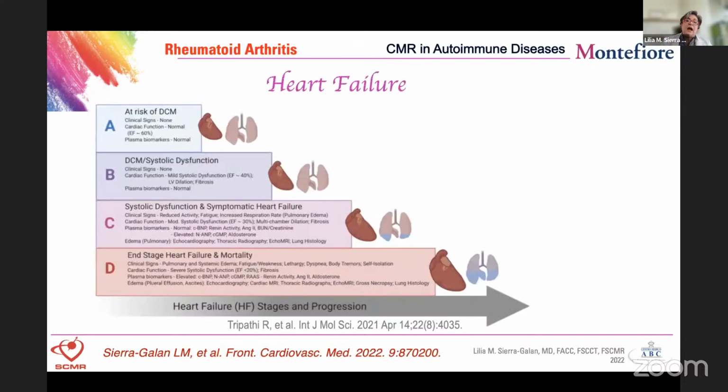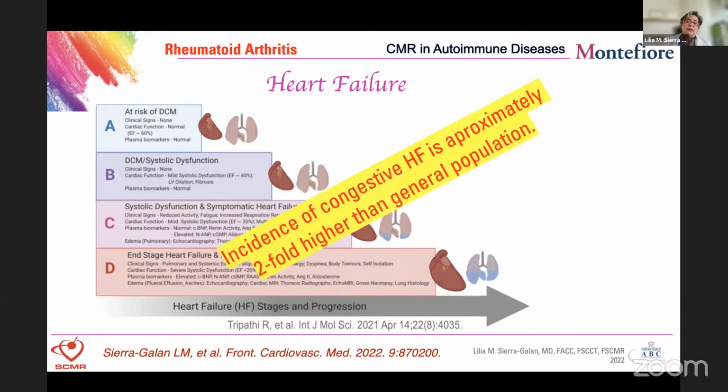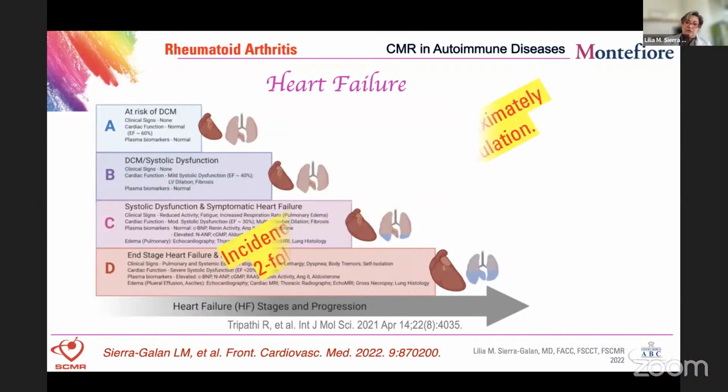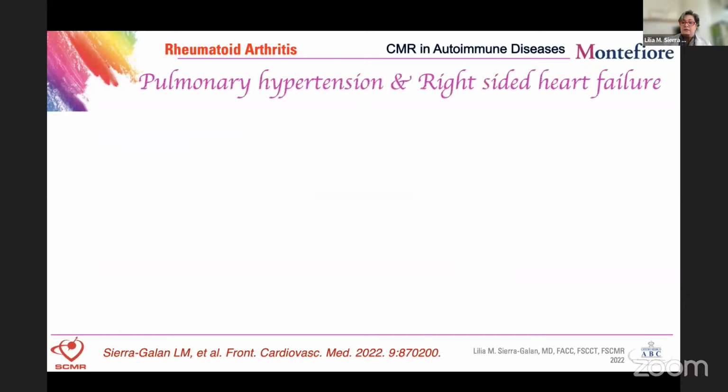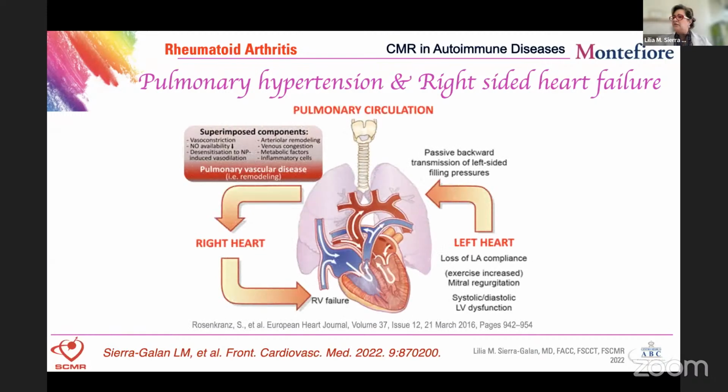And finally, heart failure. So we are going to pass through all the stages of heart failure: systolic, diastolic, and congestive heart failure. And sadly, the incidence of congestive heart failure is approximately 2-fold higher than in the general population. So we need to be clear of that. We need to be very aware of these diseases and all the problems they could cause, because the rheumatologists are not aware of this and the cardiologists are not aware of this. So it is a very important research area.